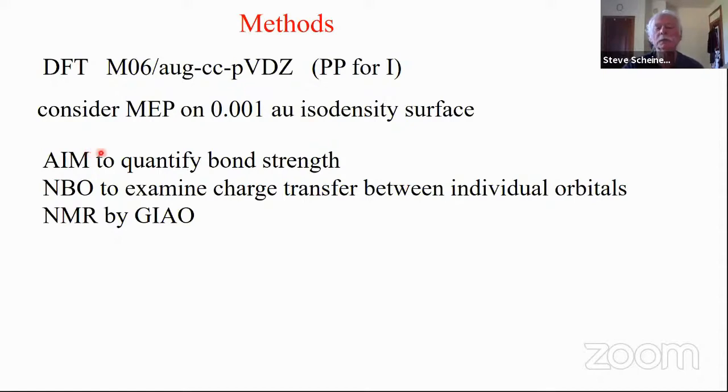We'll look at AIM to quantify the bond strength. We'll use NBO to look at charge transfer between individual orbitals. And we'll look at NMR calculations with the gauge invariant atomic orbital method.